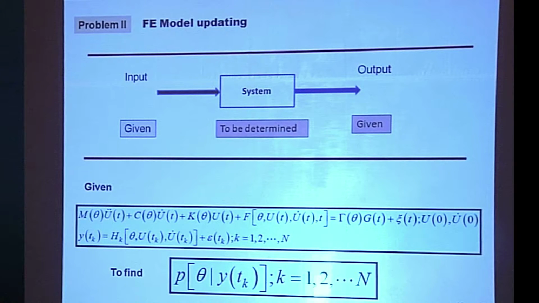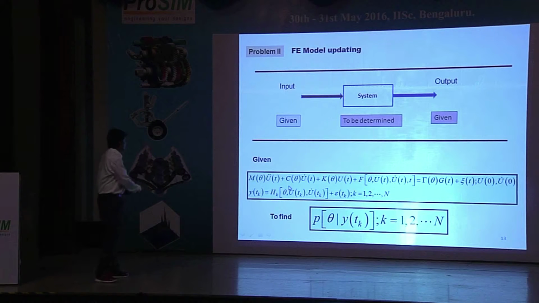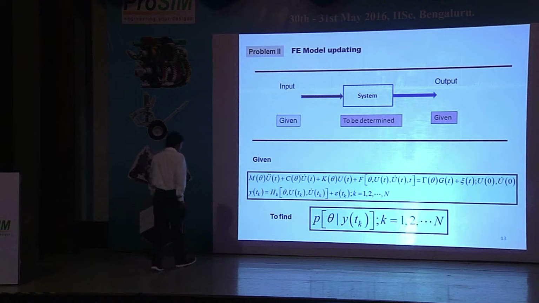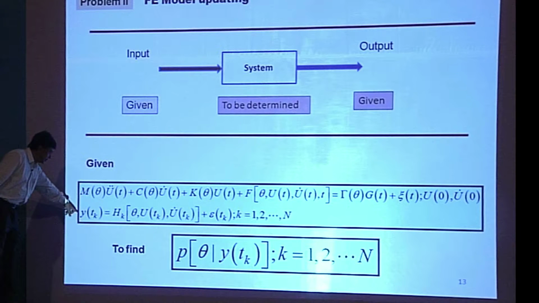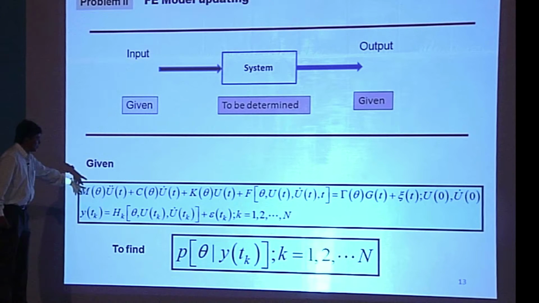So what we do is, suppose we apply known excitations and measure the response, and we want to identify the parameters of the system. That problem is known as the problem of system identification. Now, to deal with that, we write the governing equation, which is our usual FE-based model, and this is the sensor-driven measurement model. I will come to some of these details slightly later.